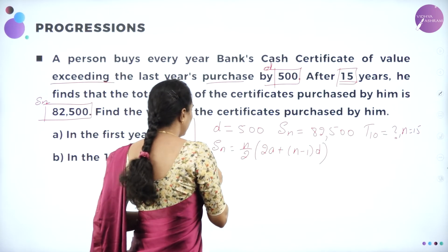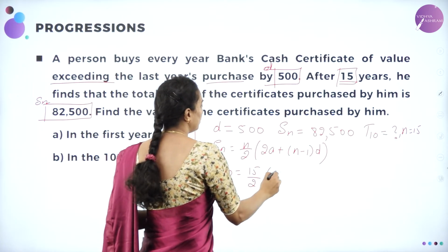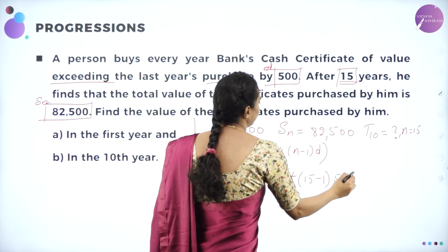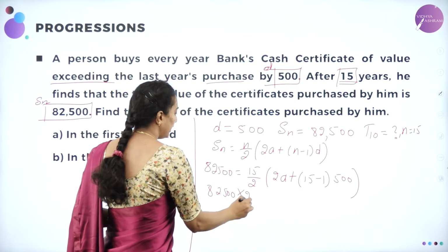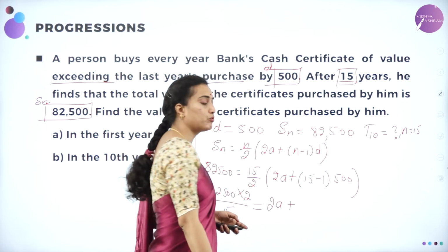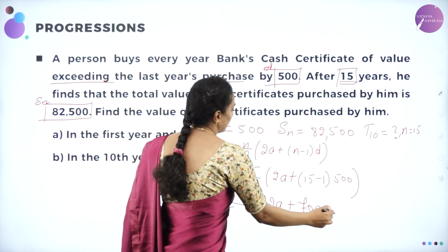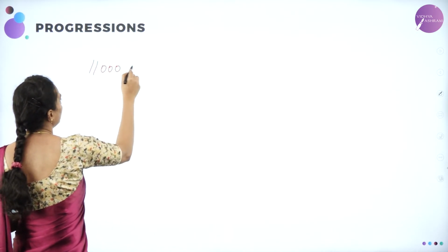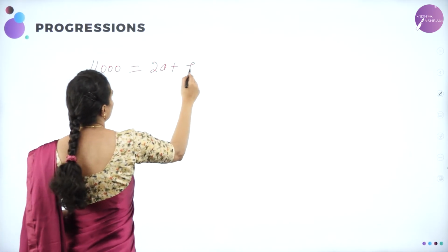Now substituting the values, 82,500 is equal to 15 divided by 2 into 2A. We don't know the value of A. 15 minus 1 into d is 500. Now here you can cross multiply 82,500. This 2 will come to the numerator, divided by 15 in the denominator, is equal to 2A plus 15 minus 1 is 14. So 14 into 500 is nothing but 7,000. By evaluating this, it will give you the value 11,000. 11,000 is equal to 2A plus 7,000.